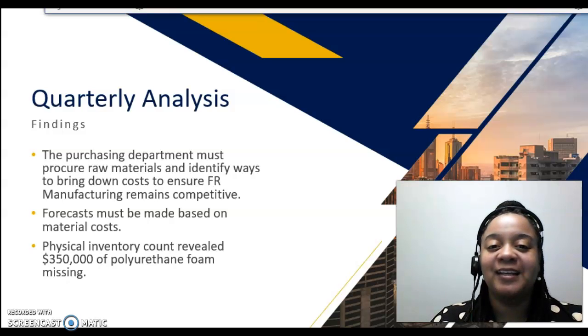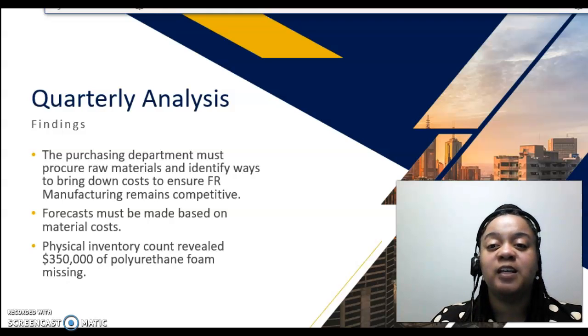Estimates must be created to determine approximately how much the company will spend on materials, and it is very important to accurately capture these numbers as the estimates are used to set specific company targets, including the cost of goods sold. Preliminary estimations completed by the engineering team projected that a specific amount of polyurethane would be used during the manufacturing process. However, a quarterly inventory count determined that $350,000 of polyurethane was missing.